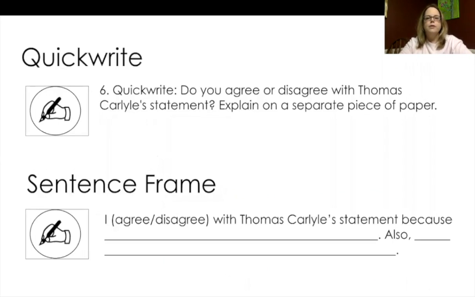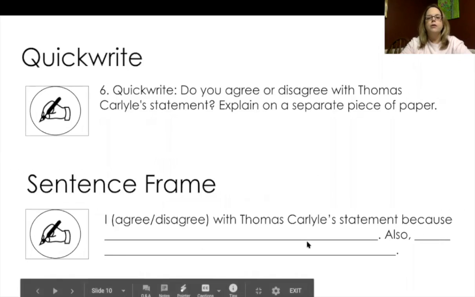If you said that you agree, this would be a really good time for you to find someone in your house. Maybe you want to share this idea with them, and maybe they will take the opposite side about why you agree or disagree. So if you want to go do that, that would be an awesome time.